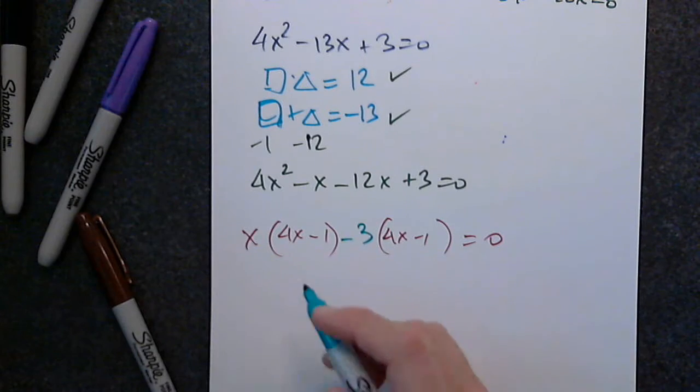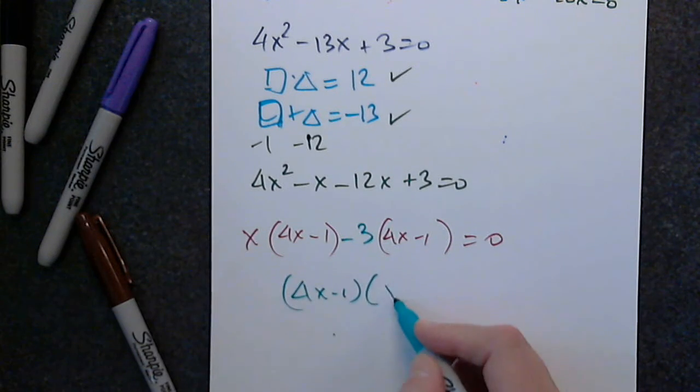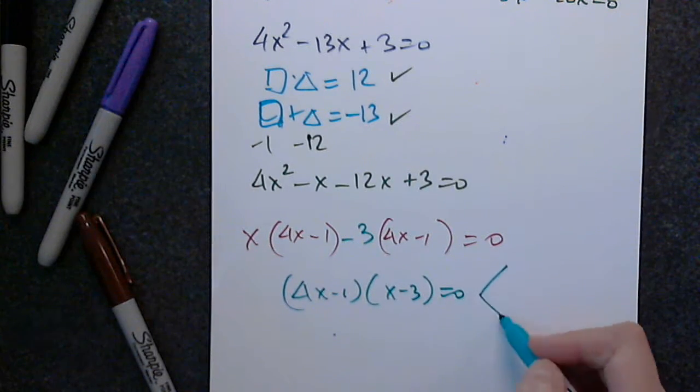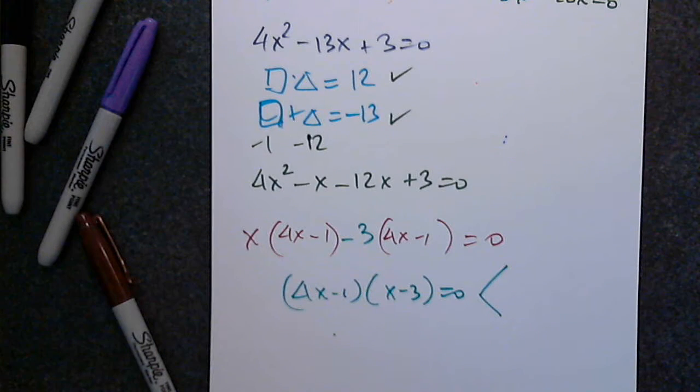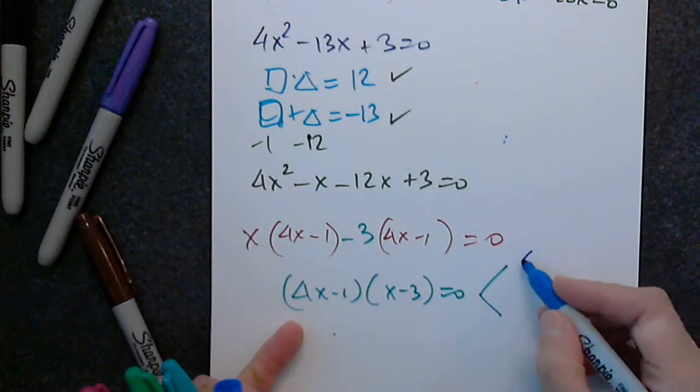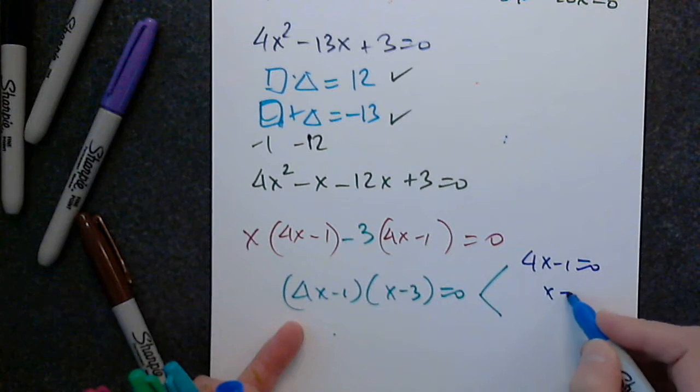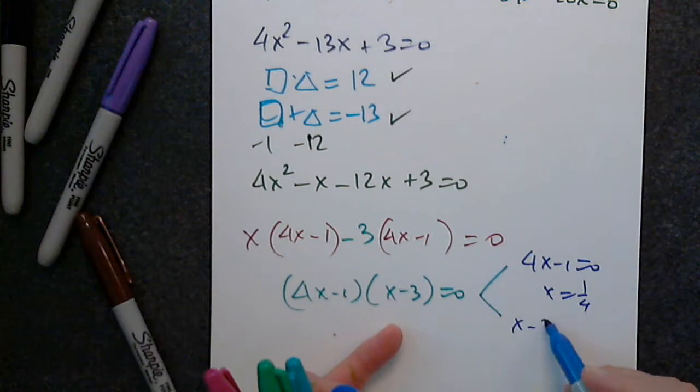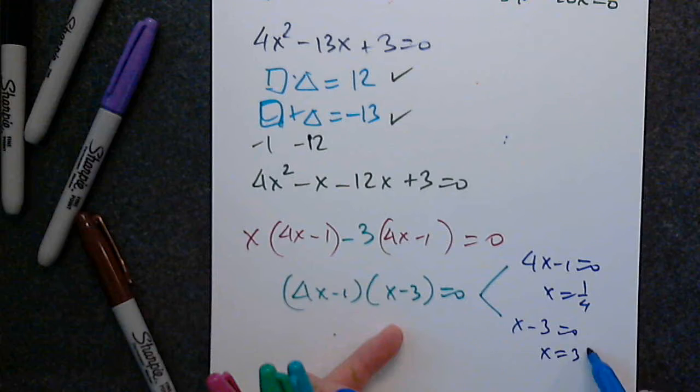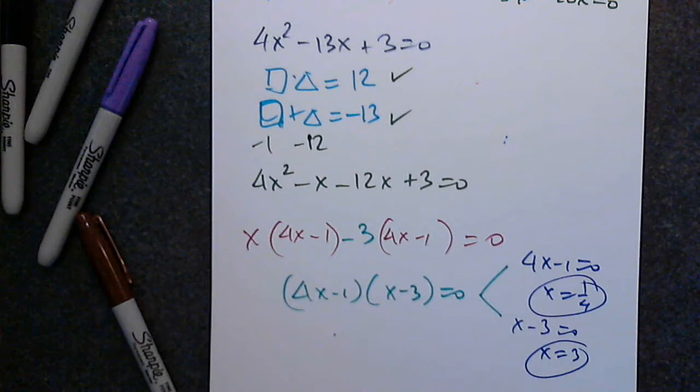So now the common factor is 4x minus 1 and then x minus 3, and we get two solutions. Can anyone give us those two solutions? From 4x minus 1 equals 0, we get 1/4, and from x minus 3 equals 0, we get 3. So x equals 1/4 or x equals 3.